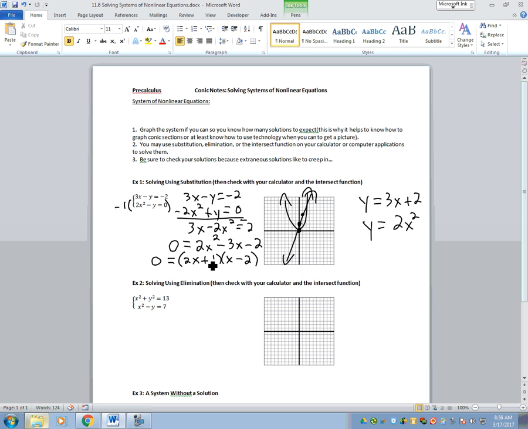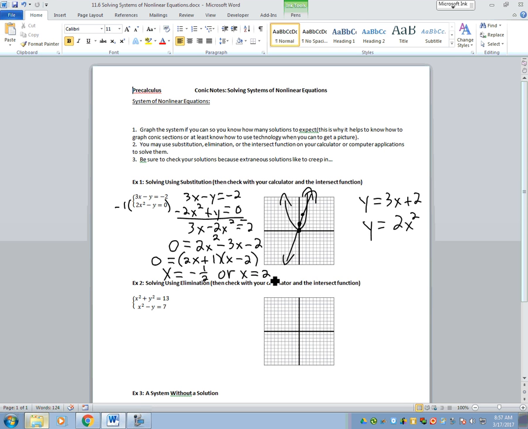So those are my factors, so you'll do that. So I have two values of x. X equals -1/2, right? -1/2 would make this first factor 0. Or x equals 2.